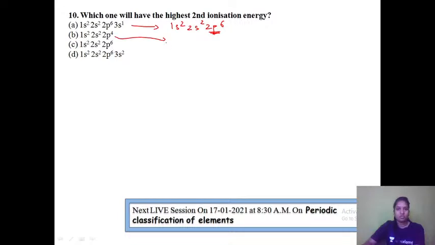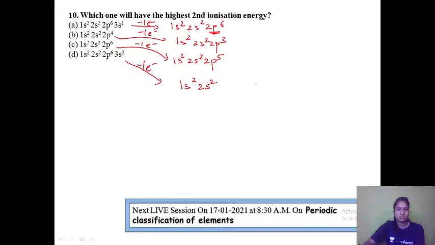If you remove the first electron, minus 1 electron, it would be 1s2, 2s2, 2p3. This would be 1s2, 2s2, 2p5. That is the first ionization enthalpy. Second, if you remove from here, minus 1 electron, it would be 1s2, 2s2, 2p6, 3s1, coming to the second ionization enthalpy.